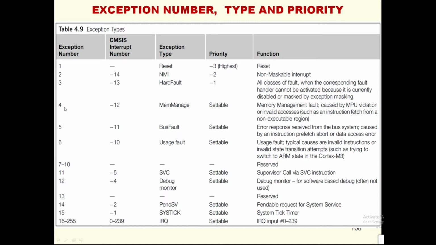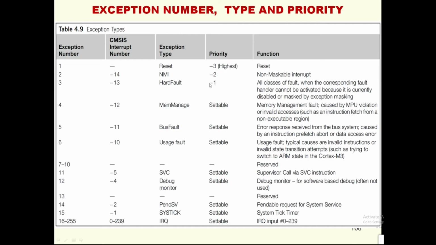From the 4th exception number to the 255th exception number, all are programmable. All exception priorities are programmable as we see here. So memory management fault, bus fault and usage fault are programmable, and supervisor call, debug monitor, pendable request, the system tick timer and all other interrupt requests are programmable.